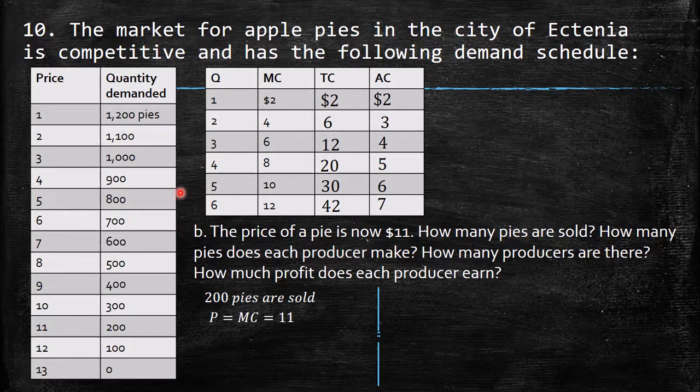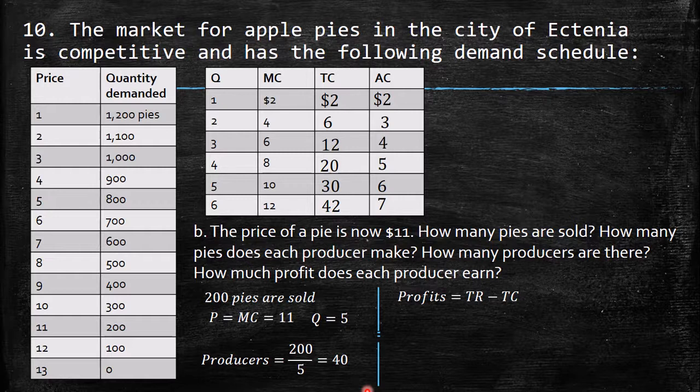So then, when you have that, the price is going to be exactly the marginal cost. The price is 11, which is in between 5 and 6. So let's take this one. Then the quantity is going to be 5. Then the producers are going to be 200 over 5. Then the number of producers is going to be 40, and each one produces 5.